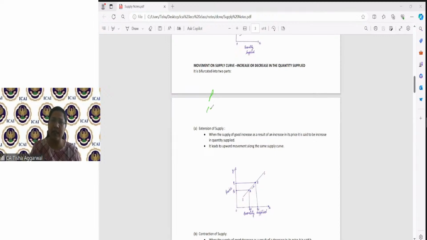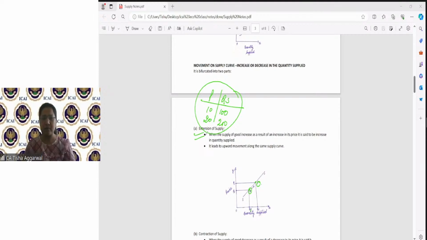If the price was 10 rupees, the quantity supplied was 100 units. If it is 20, it will become 200. Okay. So can I show it on the diagram here? If the price was 0, quantity was 0. If the price was 1, quantity was 1. This shift from point A to point B is what is known as the extension of supply. Am I clear up till here? Okay. This is what is known as the extension of supply.